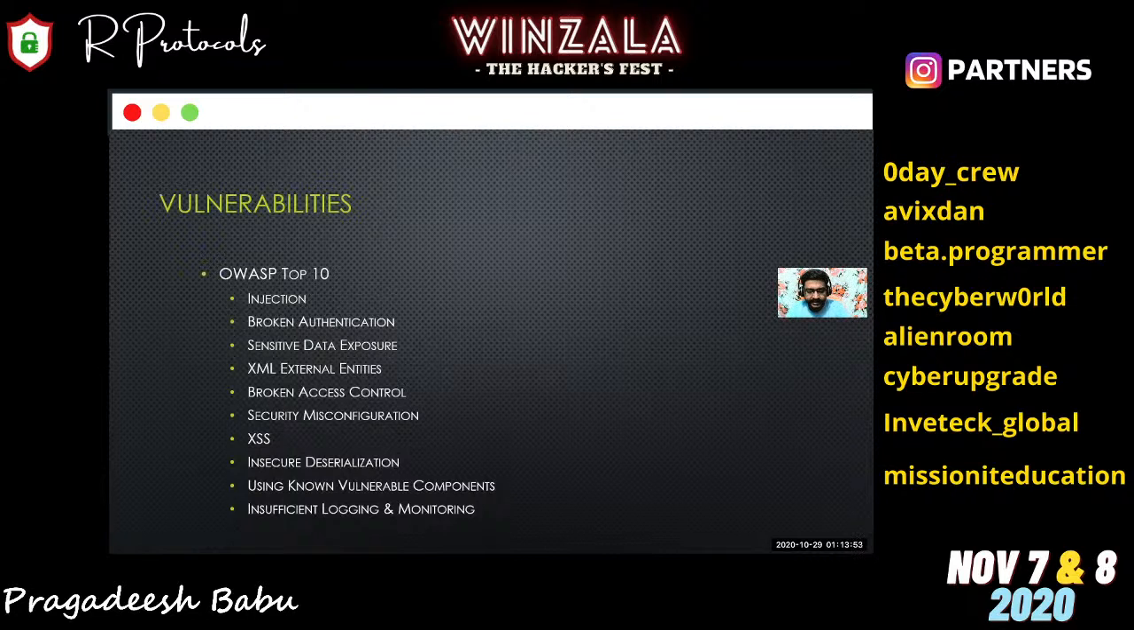And insecure deserialization is also a vulnerability in the top 10 list. What this does is it also leads to privilege escalation attacks. A privilege escalation attack is when a user logs in as a guest account and tries to gain access to the full admin account. So this is called privilege escalation. This insecure deserialization helps to do the privilege escalation attack.